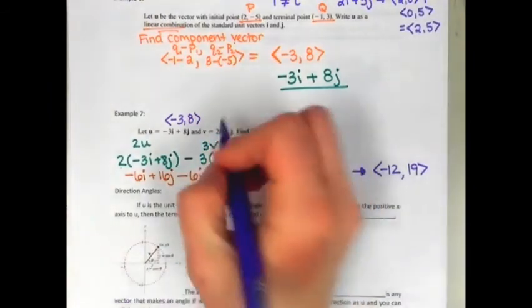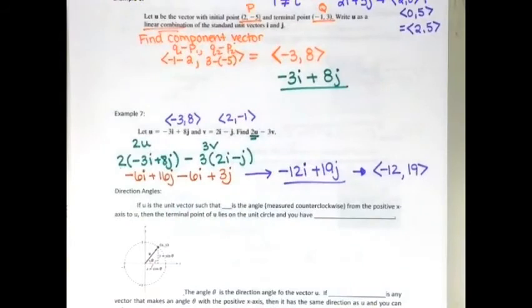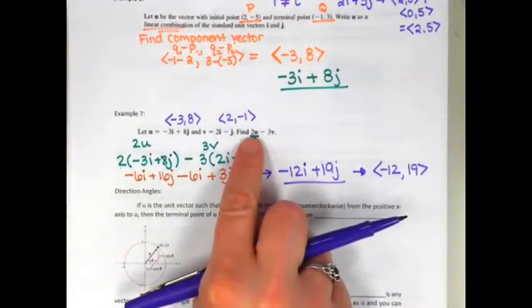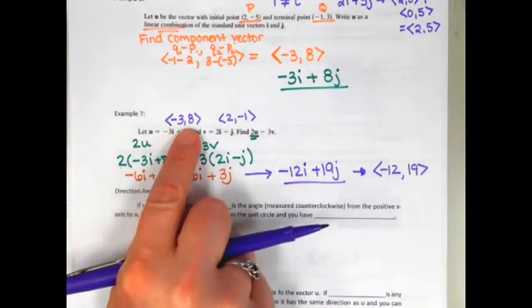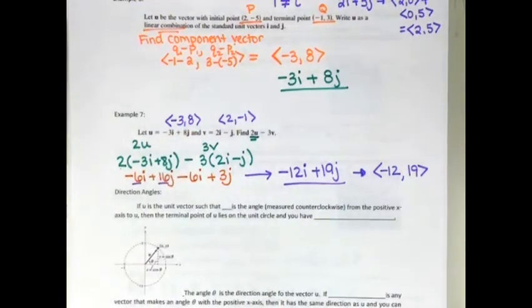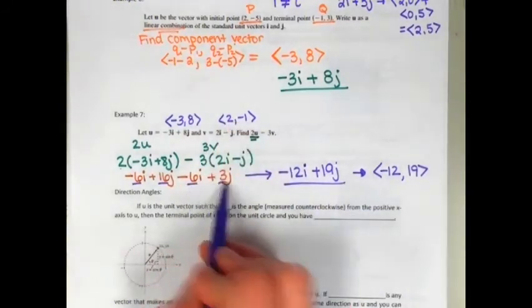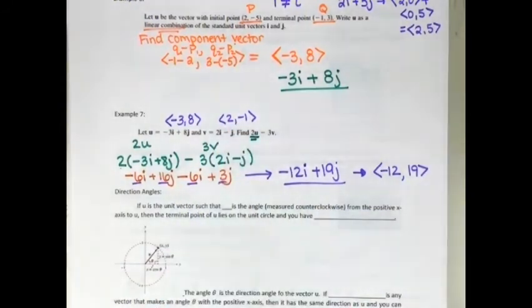2i minus j, isn't that the vector of 2 and negative 1? Yeah. So then if I take 2u, aren't I taking 2 times negative 3 and 8? And don't I get negative 6, 16? And if I take negative 3 times these two, don't I get negative 6 and positive 3? And then wouldn't you add the same coordinates? Yeah, so that's what you're doing here. It's just written in a little different form, okay?